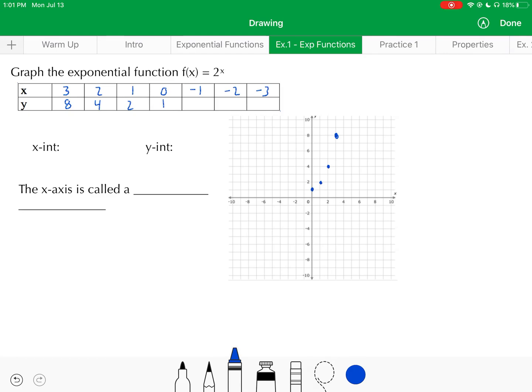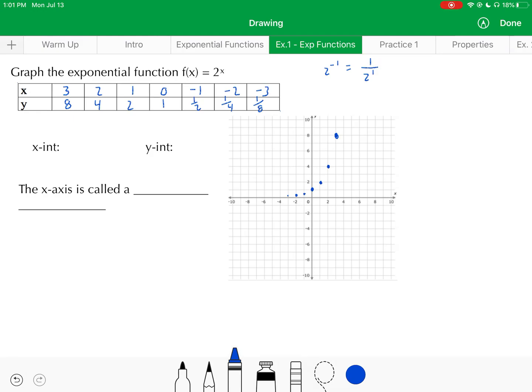And then 2 to the negative first power, here's where the property comes into play. That's equivalent to 1 over 2 to the positive first power. So this is going to equal 1/2. So we have (-1, 1/2). 2 to the negative second, using the same property, is going to lead me to 1/4. 2 to the negative third is going to lead me to 1/8. Then I think you can see the trend. 2 to the negative fourth would be 1/16. 2 to the negative fifth would be 1/32, and so on.